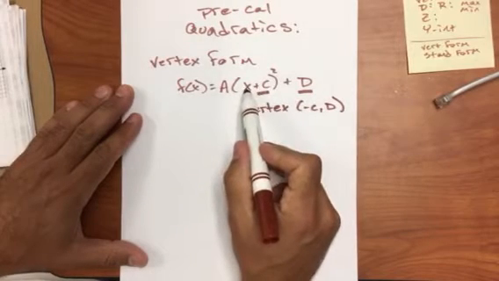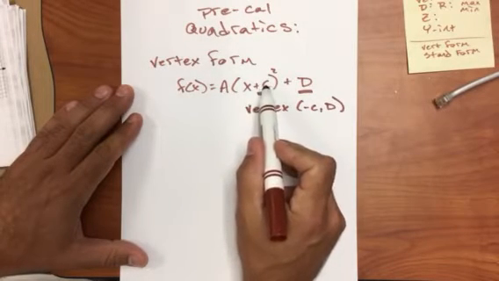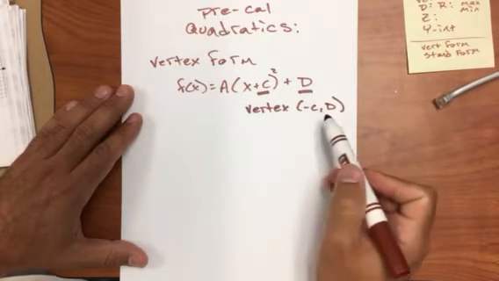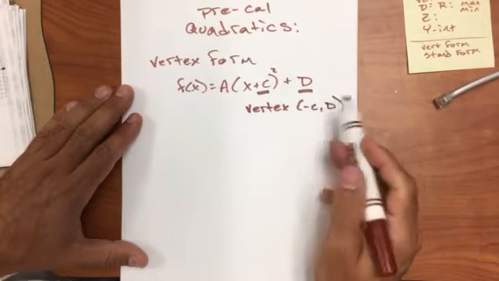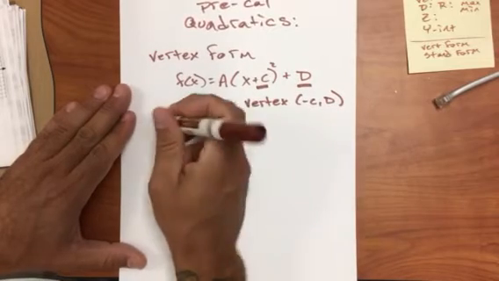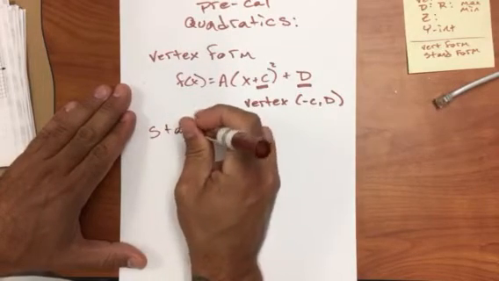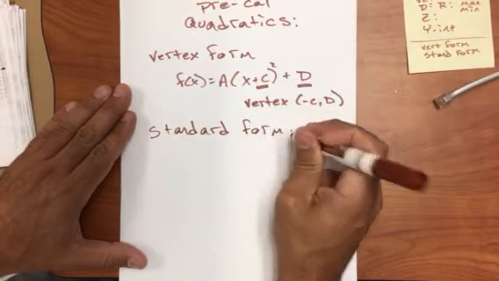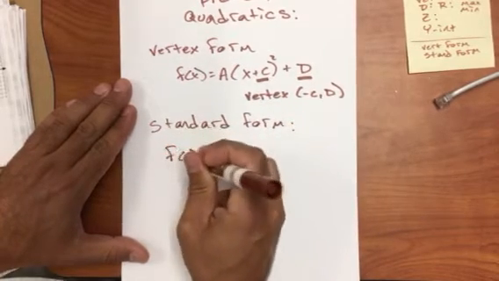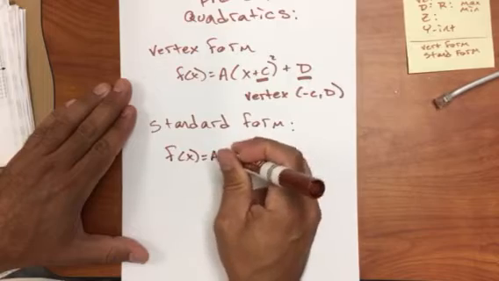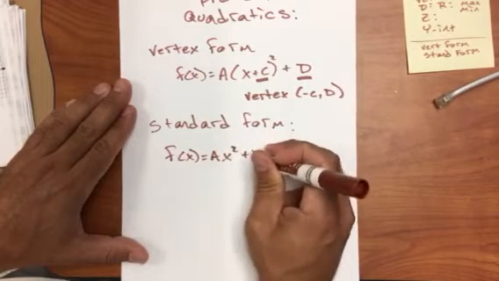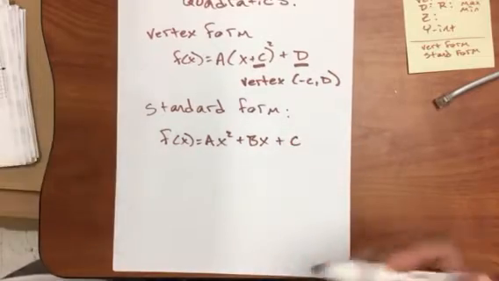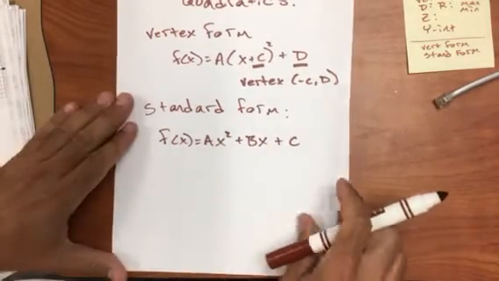Because remember, if it tells me x plus 2, I'm actually moving to the left 2. So that's why this is negative 2 at the vertex. So that's vertex form, and then we have standard form. And that's what we use for the quadratic formula. So we're going to use both of these.